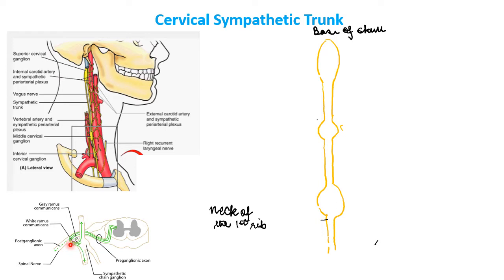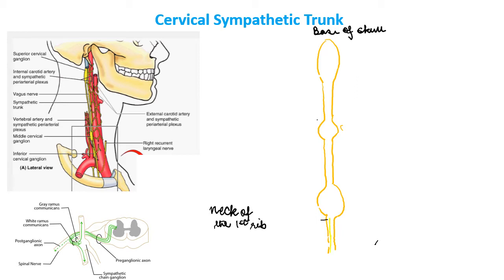Now, the next difference is that there is no white rami communicans coming in the cervical part of the sympathetic trunk. So, where do the preganglionic neurons come from? These preganglionic neurons come from the T1 to T5 thoracic sympathetic ganglia. So, वो जो preganglionic neurons अंदर आए, they did not synapse. Instead, they ascended through the trunk.